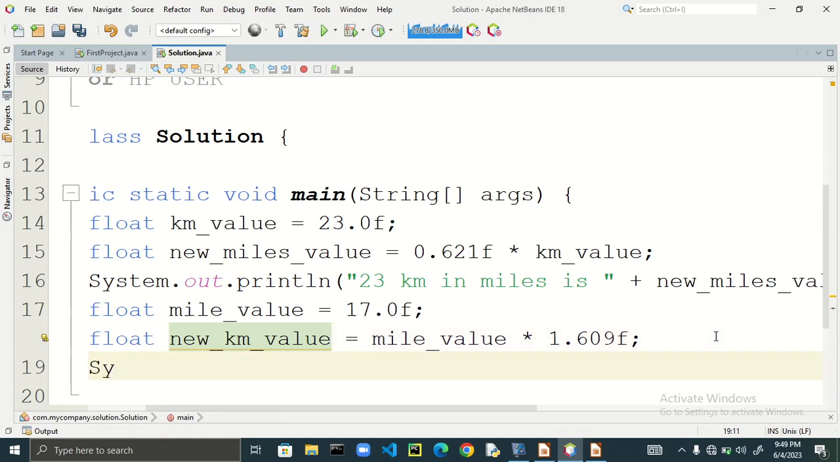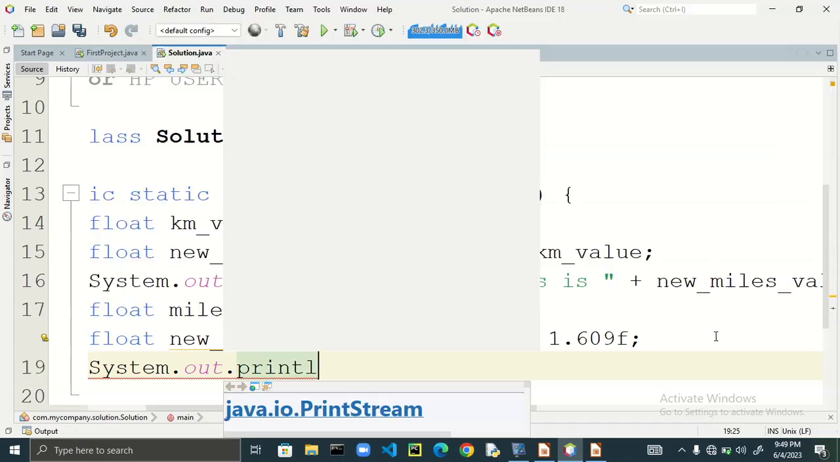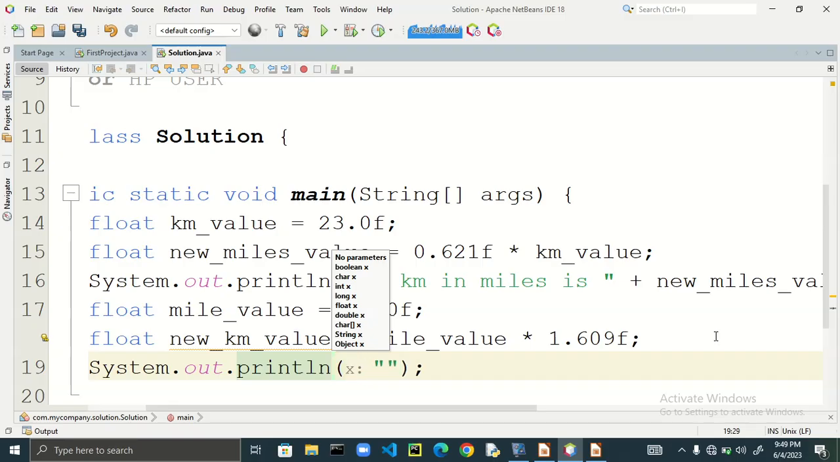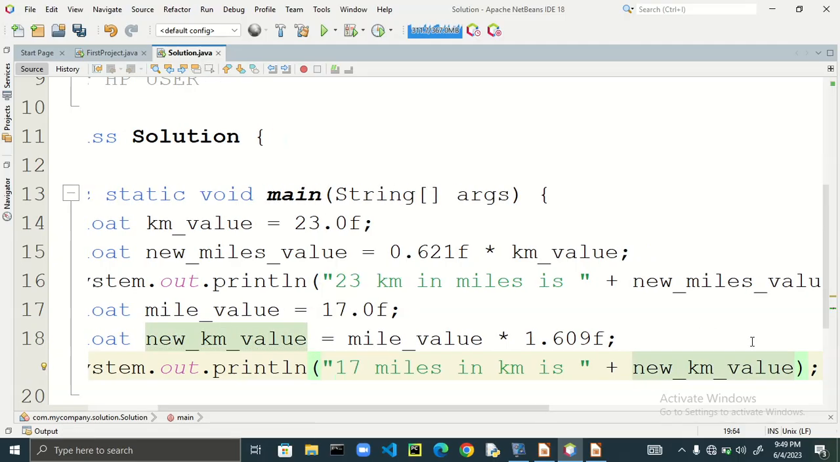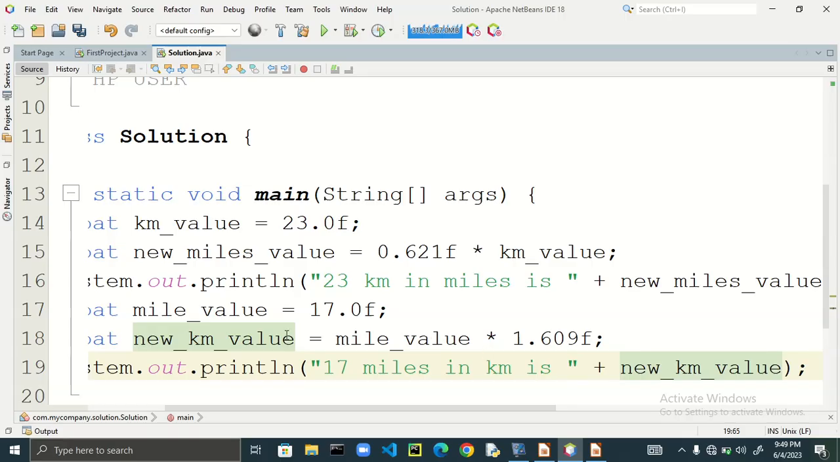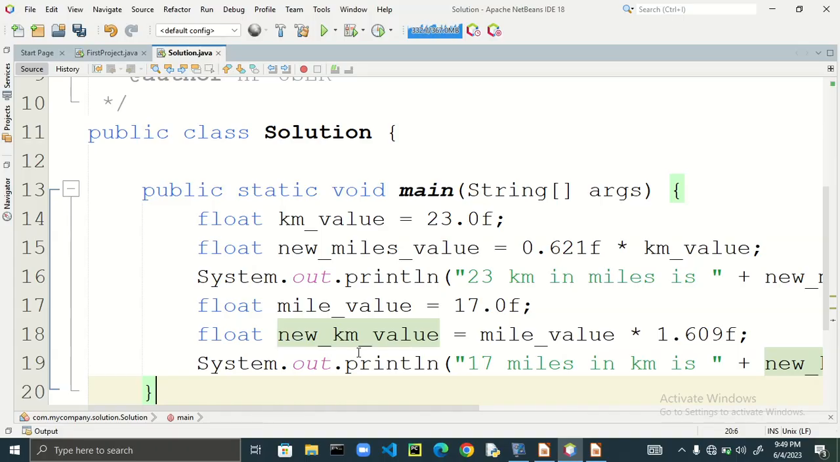Finally, we can use our System.out.println, and then we can say "Now 17 miles in km is", you put your plus sign, you put your new_km_value. Now I am using very long variable names. I need something that makes sense. You can choose to use shorter variable names. You can even choose to use x and y, a or b, anyone you're most comfortable with.